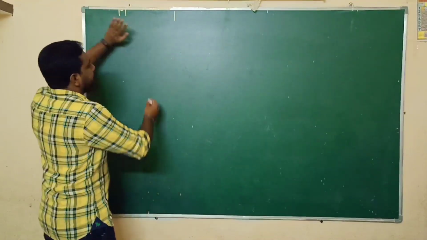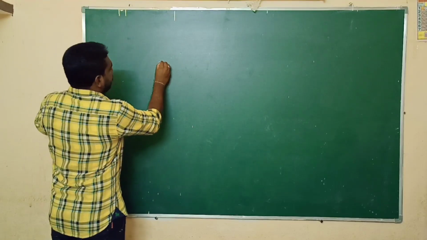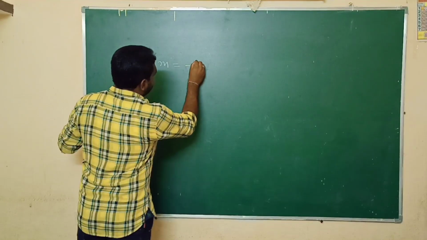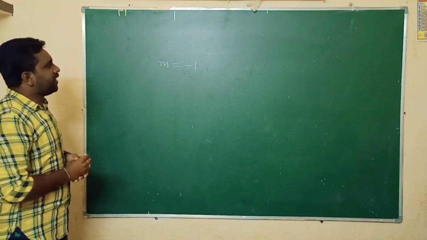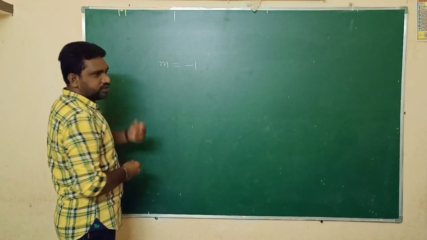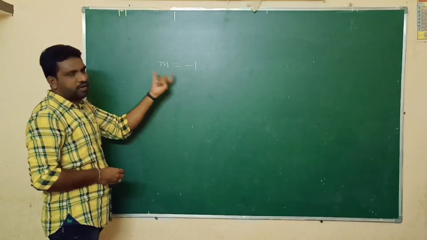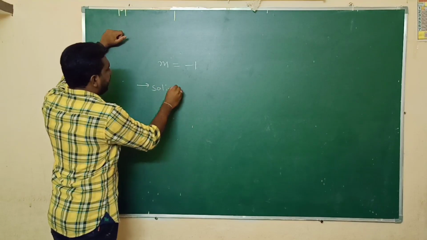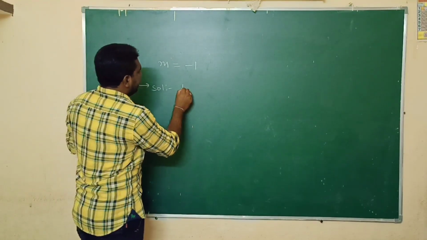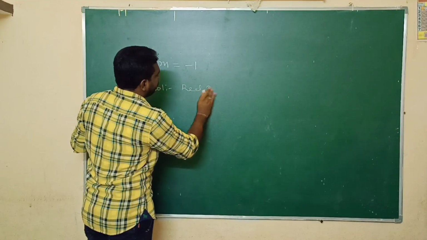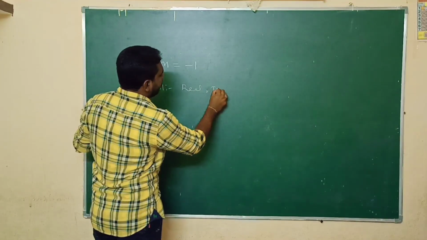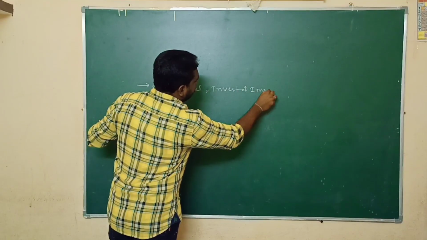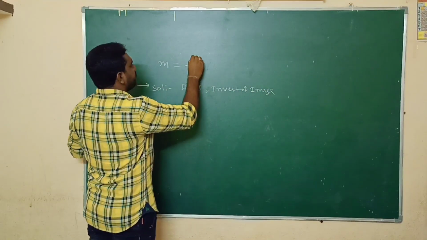For example, he is going to ask: if the magnification of an image is -1, then what is the nature of the image? So this is a question. If the magnification of the image is -1, what is the nature of the image? I told you, if we find a negative sign here, it is exactly a real image. So real means it is an inverted image. Real and inverted image. So this one is completed.